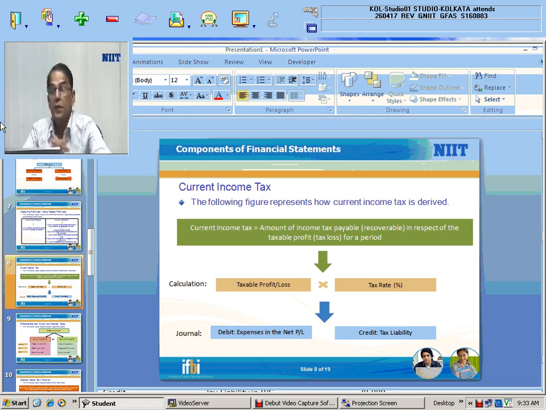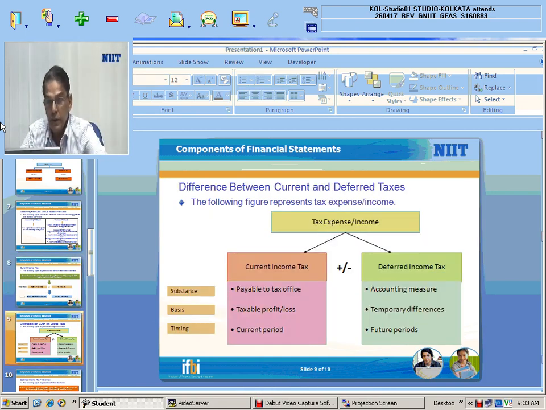Now we'll talk about the difference between current and deferred tax. In preparing the financial statement of profit and loss, from the accounting profit, we will be charging the tax expense or tax income. A part of that will be the current income tax. The difference between the tax expense and current income tax will be the deferred income tax.